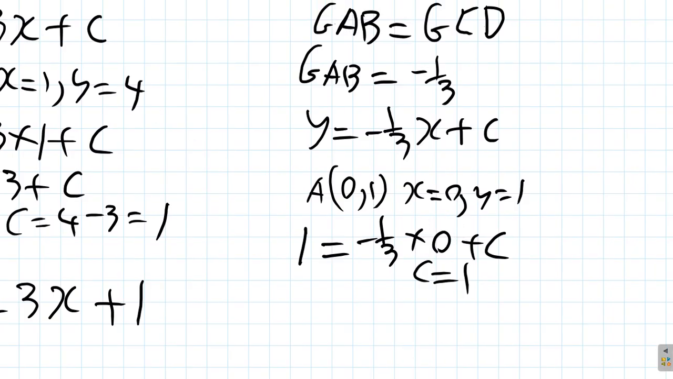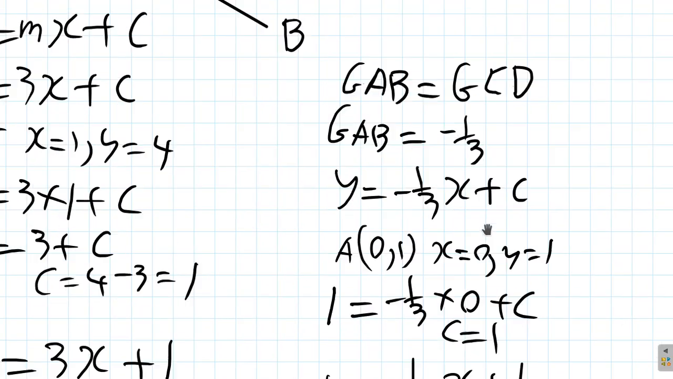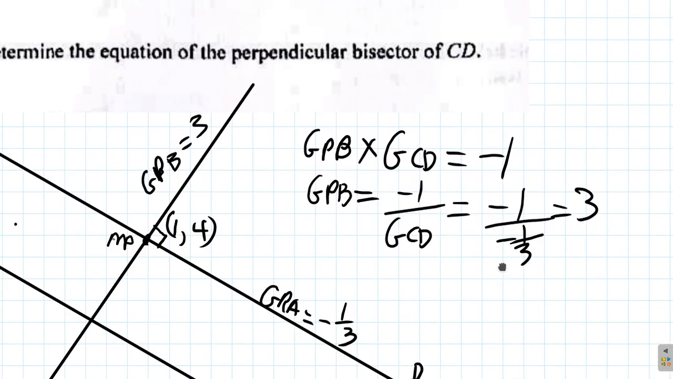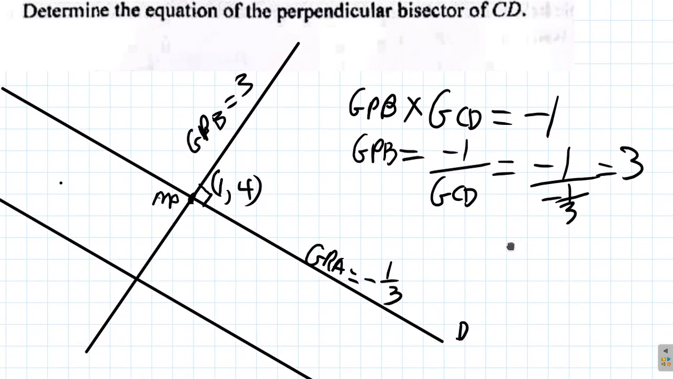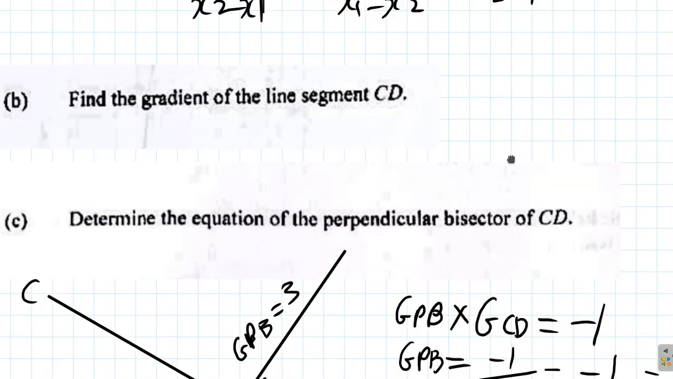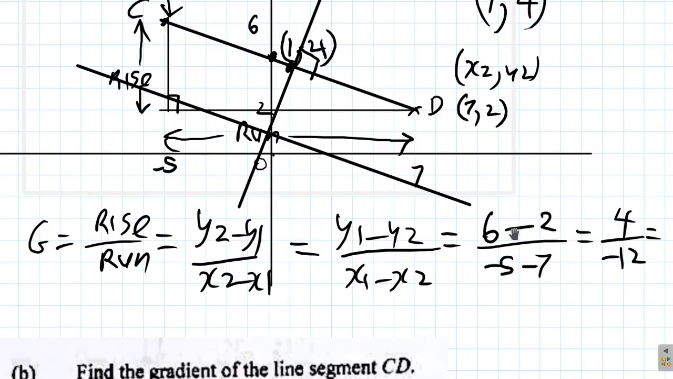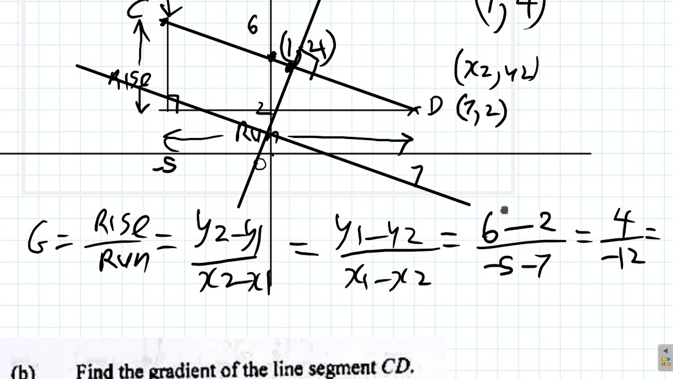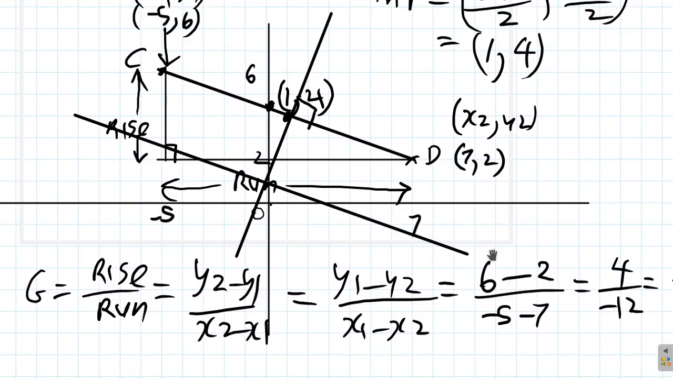So y is equal to negative 1/3 x plus 1. Alright? So y equal negative 1/3 x plus 1 is the line that we have.